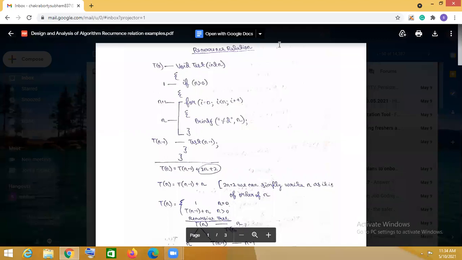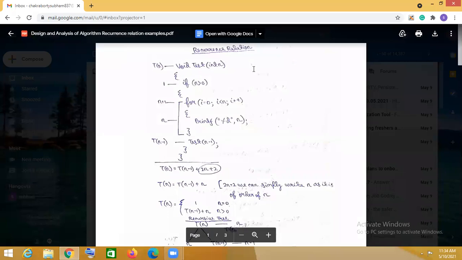In previous classes we have seen some recurrence relation examples. So today we'll extend that and I will show some other recurrence relation examples. First, you can see this is another example of a recurrence relation.